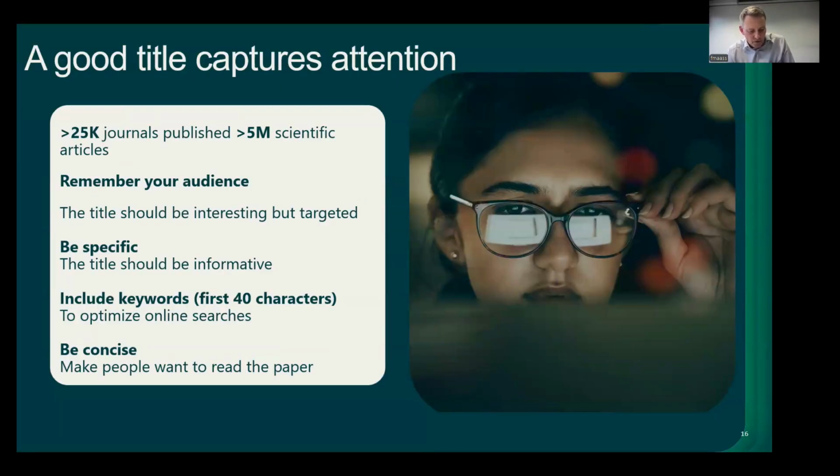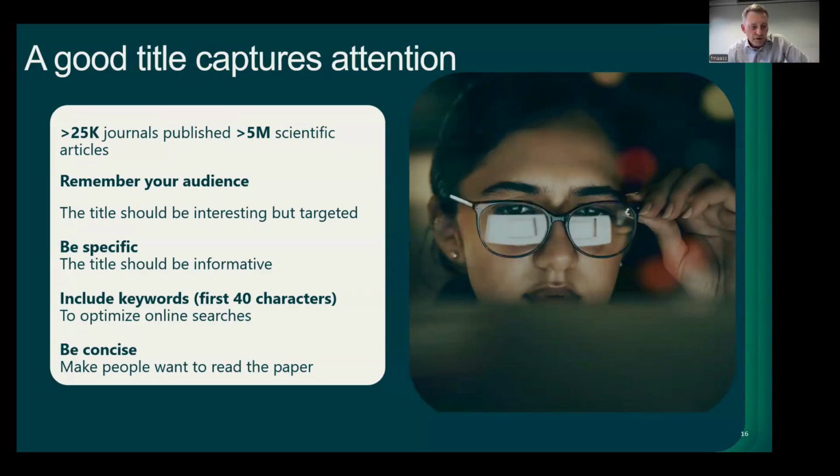The title of your article is the most widely read part of any paper. A good title is important. Keep in mind that thousands of papers are published every day. There's an estimated 5 million scientific articles published every year. Often the title then determines whether someone clicks on a paper, reads the abstract, or moves on.